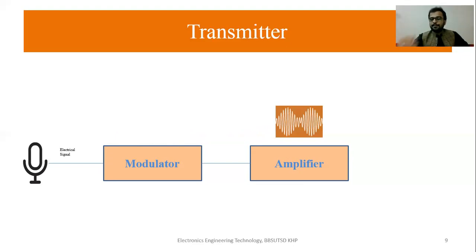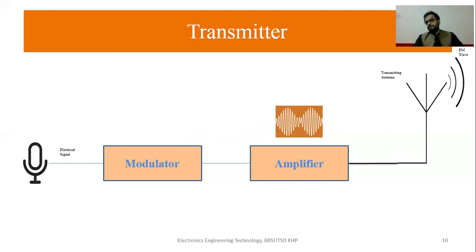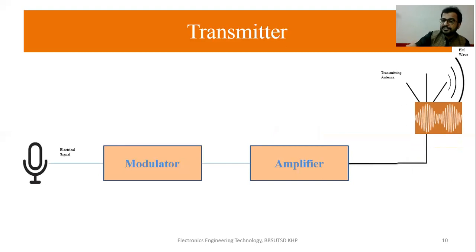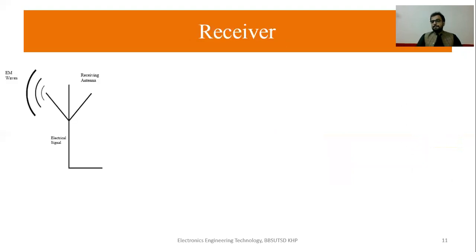After the amplification there is an antenna, the transmitting antenna, because we want to transmit our signal. The main function of the antenna is to convert the electrical signal into EM waves. So after the amplification, we send our signal to the antenna, and the antenna converts this modulated, amplified signal into an EM wave. So our signal is transmitted, which means the antenna transmits that signal as an EM wave.